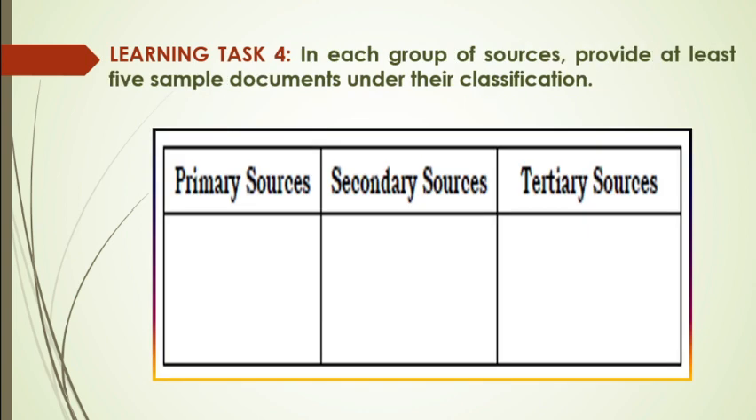Task 4. In each group of sources, provide at least 5 sample documents under their classification. In the first column, primary sources. Second, secondary sources. And last, tertiary sources.